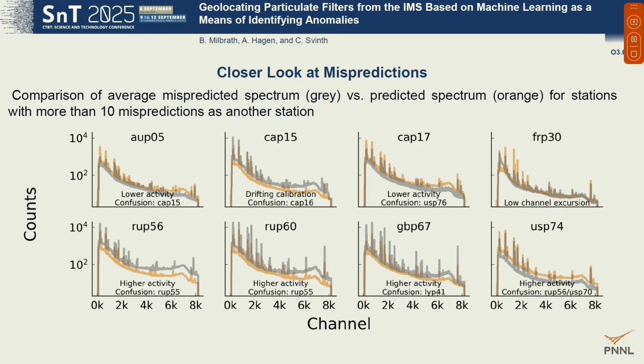Or when US 76 starts to get a little less active, it starts looking like Canada 17. Again, your neighboring stations seem to be somewhat related, and that's when they start getting confused, when something changes that makes them look more like another station.